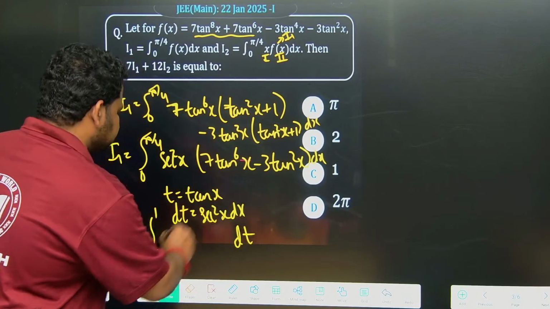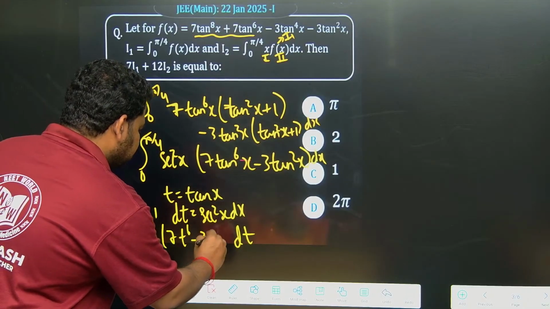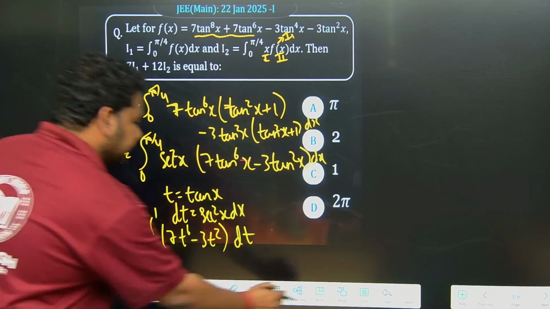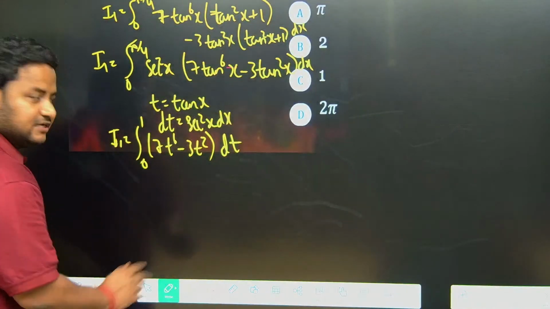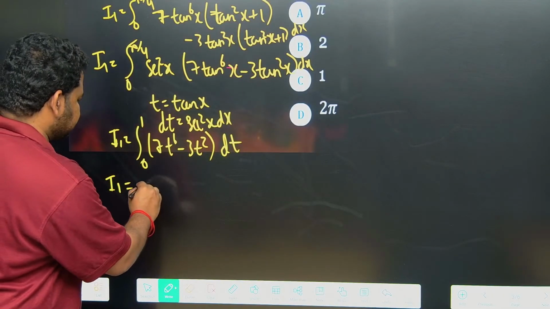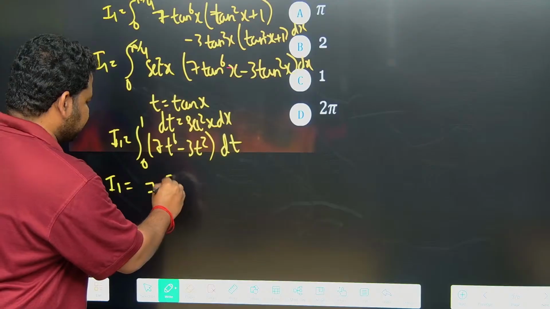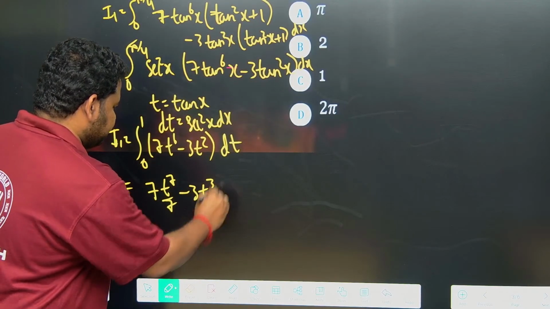Okay. What about this one? This one will be 7t^6 minus 3t^2. On integrating this, what will I get? I1 is equal to, on integrating, 7t^7 by 7 minus 3t^3 by 3, from 0 to 1.